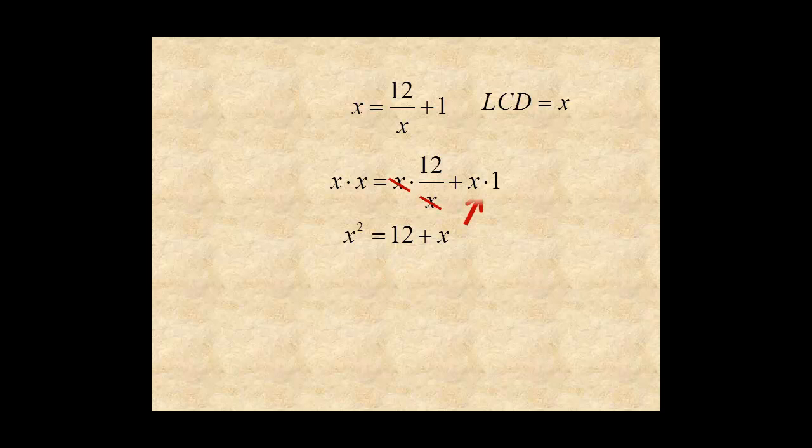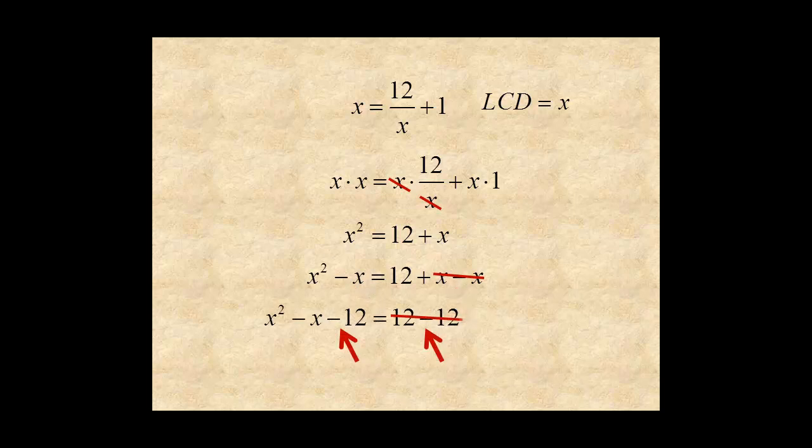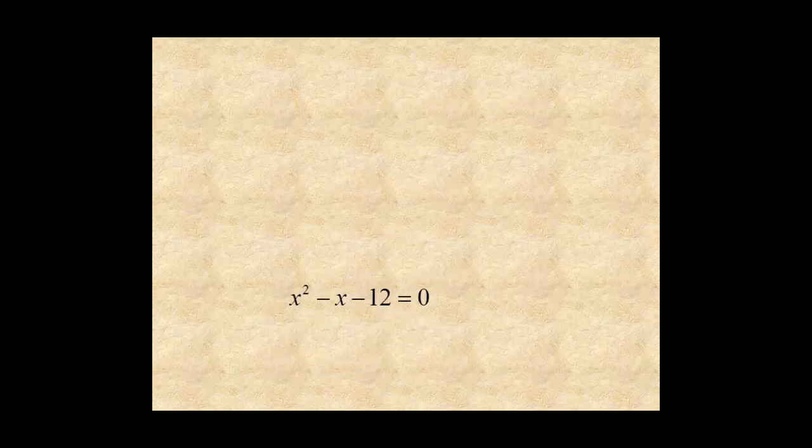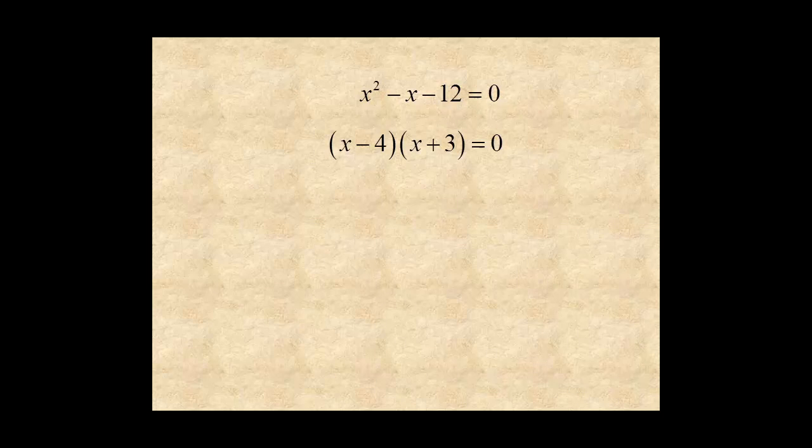In the third term, x times 1 is x. Then subtract x from both sides and subtract 12 from both sides. The result is the polynomial equation x squared minus x minus 12 equals 0. Then factor the left side of the equation. For the solutions, x equals 4 and x equals negative 3.